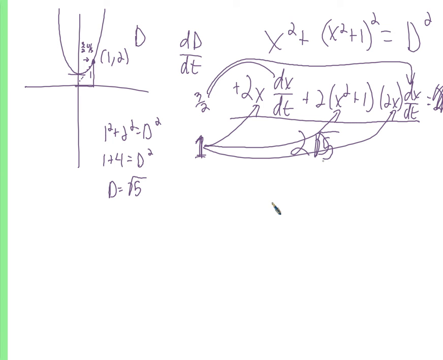So we've got the 2 times 1 times 3 halves. Actually, that's just going to be 3. Plus 2 times 2 times 3 halves. Let's see, 2 times 3 halves, that's just 3. So 3 times 4, 12, over 2 root 5. Equals 15 over 2 root 5.